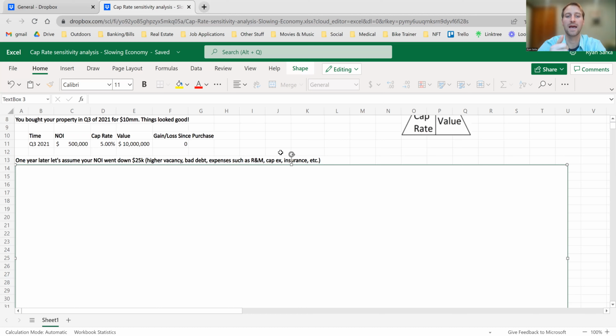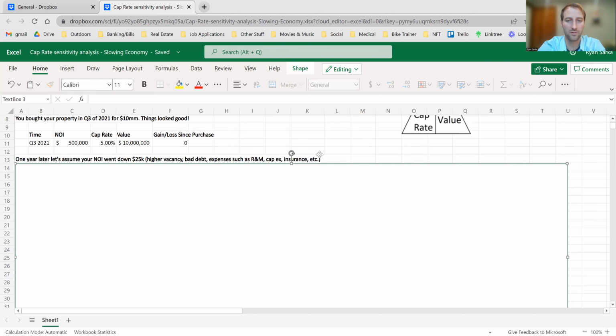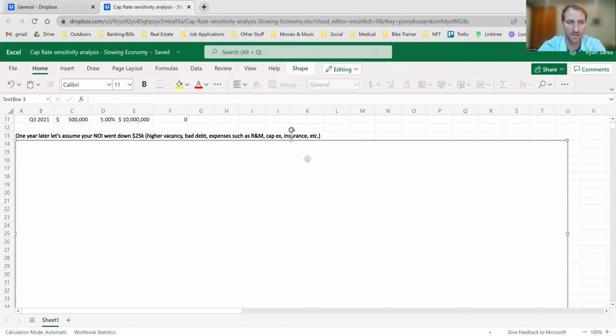And some of your expenses like repairs and maintenance went up because the price of materials went up. Same with your CapEx. There's a shortage of labor, so the labor price has gone up. And insurance has been going up. We all know those things are real and those have been happening.